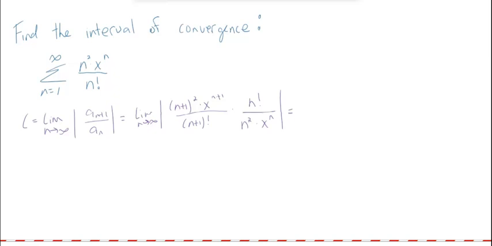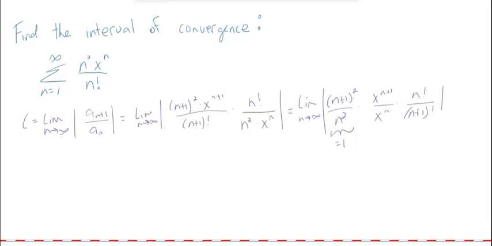And then I'm going to reorder everything. Get limit as n goes to infinity, absolute value. We'll do the n plus 1 squared over n squared, and then times x to the n plus 1 over x to the n, times n factorial over n plus 1 factorial. All right, so let's look at what cancels here. So this limit is equal to 1 because they're polynomials of the same degree, n squared, both with a coefficient of 1. So we just divide the 1s and it gives us that limit's 1.